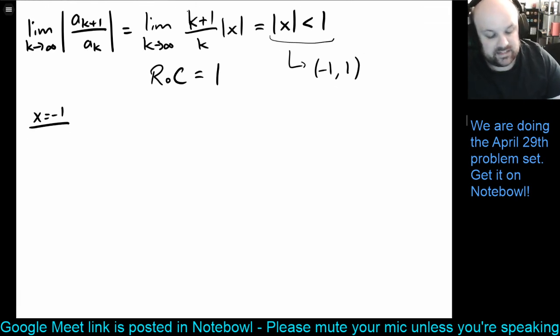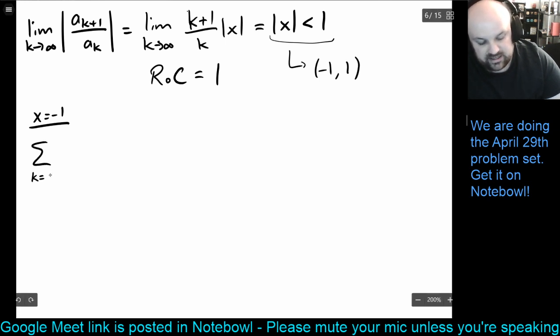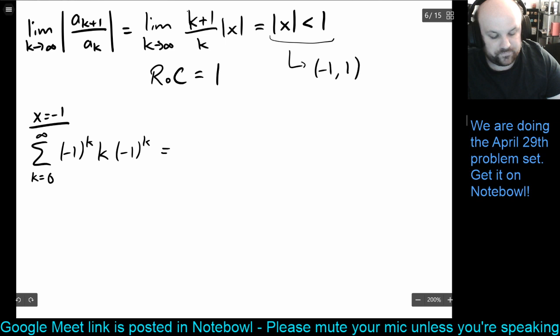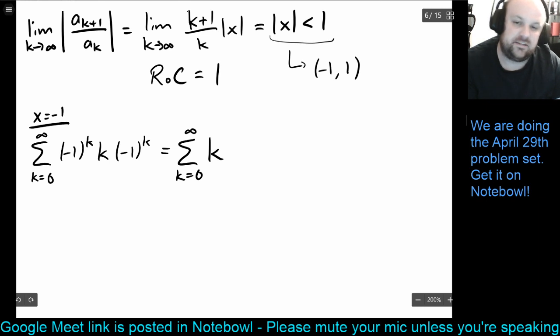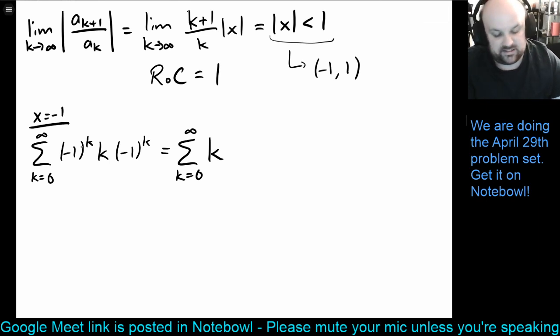Well, at x equals -1, if we plug that into the series, we're going to get the sum from k equals 0 to infinity of (-1)^k times k times x^k, and x^k turns into (-1)^k. And so we get the sum, k goes from 0 to infinity. Well, probably not a surprise now that this is just going to be the sum of k, because these two, we're going to have (-1)^(2k), but -1 to an even power is always 1. So it just goes away completely.